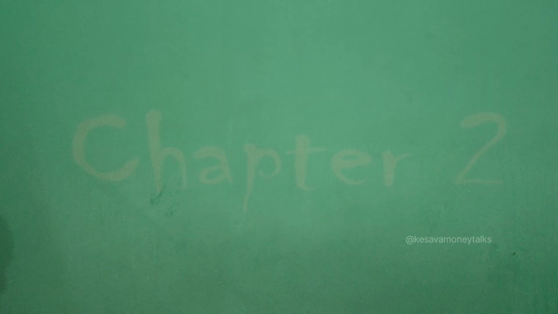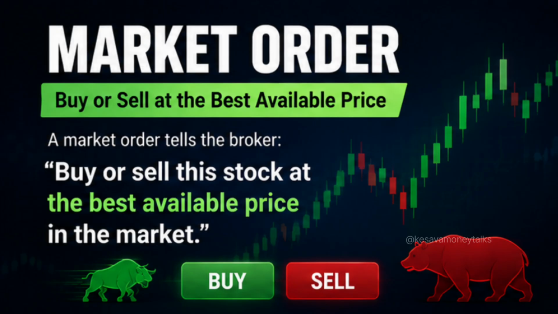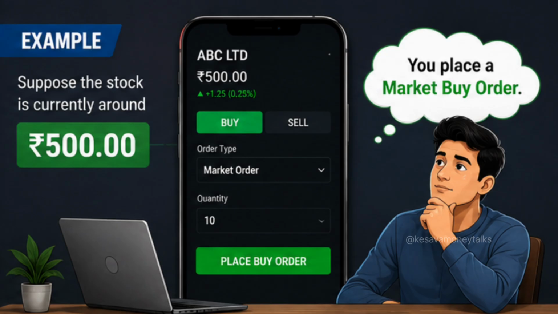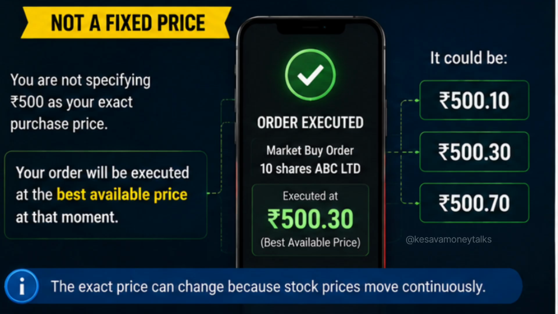And chapter 2, market order. Let's start with the simplest one. What is a market order? A market order tells the broker to buy or sell this stock at the best available price in the market. Suppose the stock is currently around 500, you place a market buy order. You are not specifying 500 as your exact purchase price. Your order will be executed at the best available price at that moment.